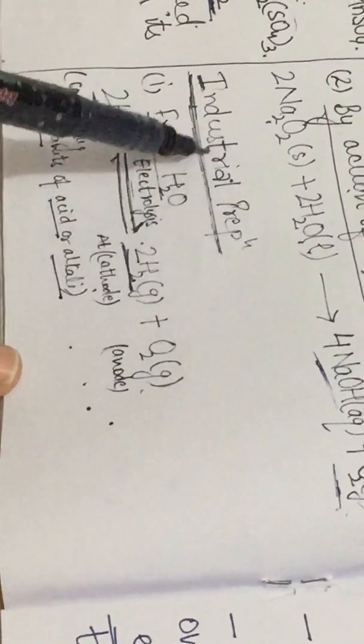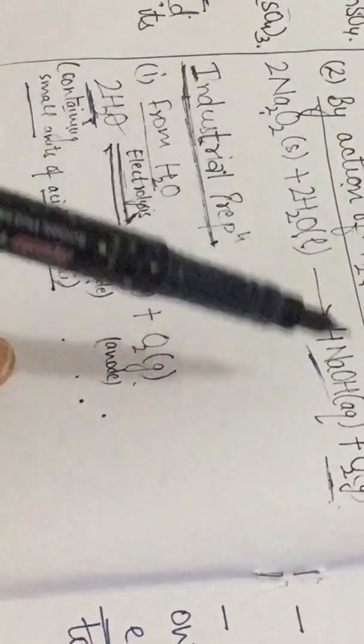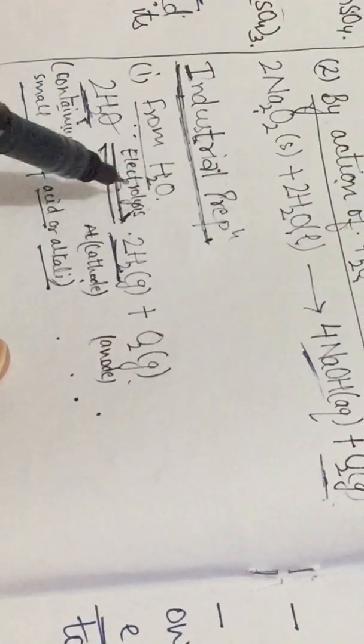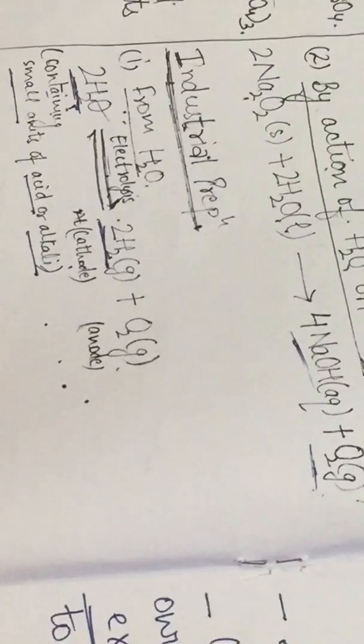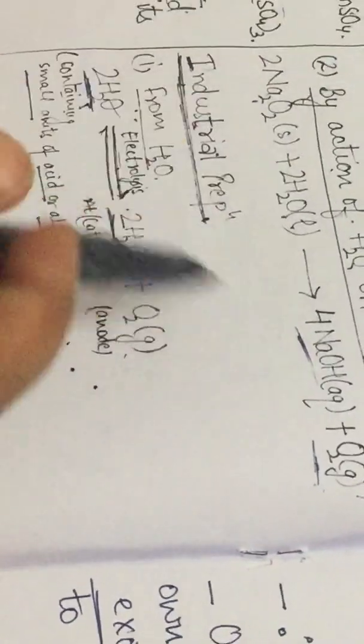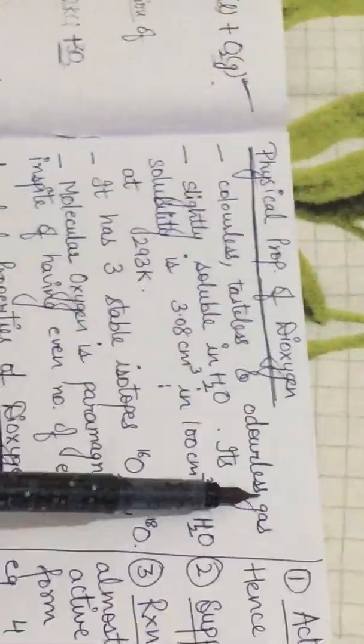So industrial preparation of dioxygen has two methods. First, the electrolysis of water. Second, from air by the fractional distillation of air. So these were the different methods of preparation of oxygen. Now we will do the physical properties of dioxygen.